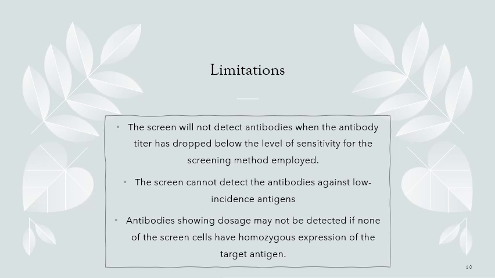Antibody detection or antibody screening has limitations. So, its limitations are: number 1, the screen will not detect antibodies when the antibody titer has dropped below the level of sensitivity for the screening method employed. Second, the screen cannot detect antibodies against low-incidence antigens. And third, antibodies showing dosage may not be detected if none of the screen cells have homozygous expression of the target antigen.